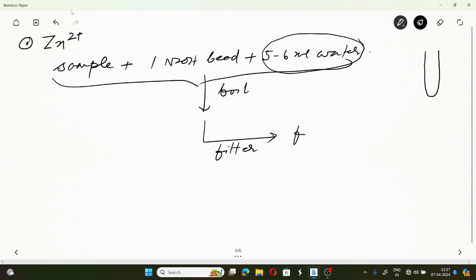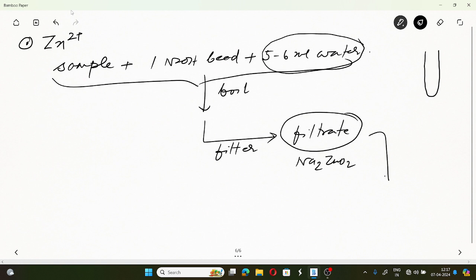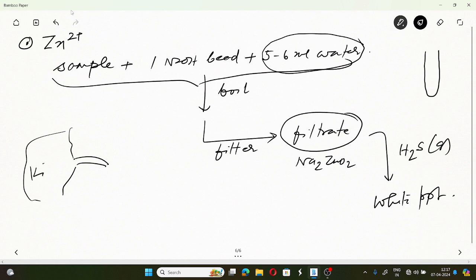And the filtrate, এই যে filtrate আছে, now this filtrate is sodium zincate. Now if you add HCl or ammonium chloride, and preferably pass H2S gas, you'll find that a white precipitate will be formed. So how to pass H2S gas? Remember, from Kipps apparatus, there is a tube like this. You will be provided with Kipps apparatus.